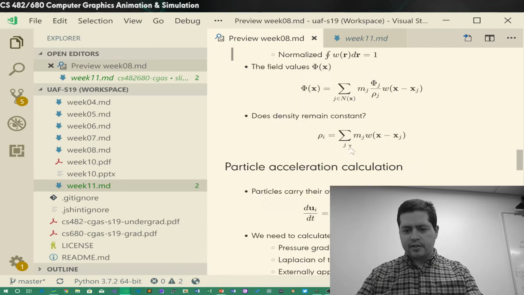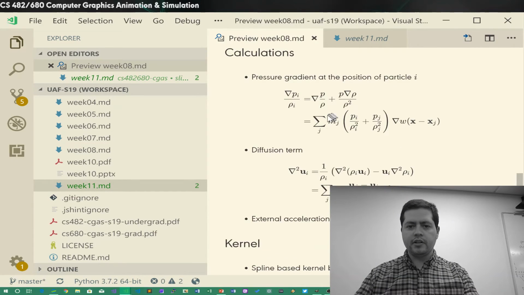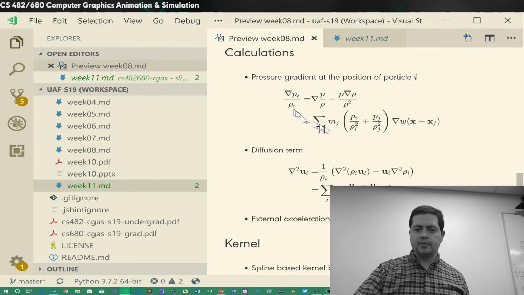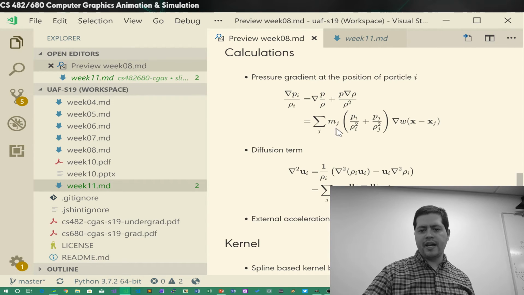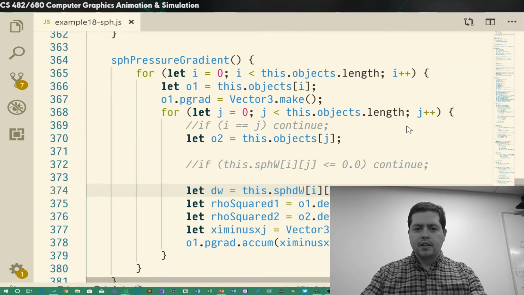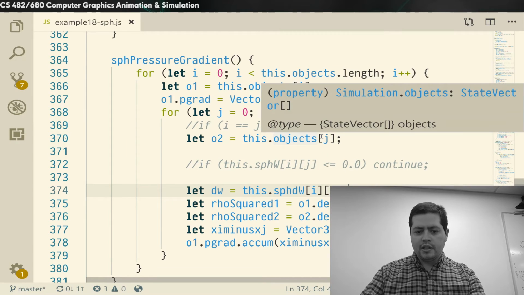Now we're doing this calculation right here. So if we want to calculate the pressure gradient, we can take the sum of mass J times the pressure for particle I over rho squared, and the pressure for particle J over rho squared for J, times then we have the gradient for W. Okay.